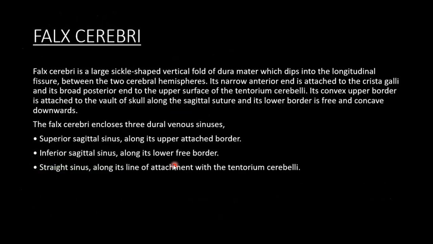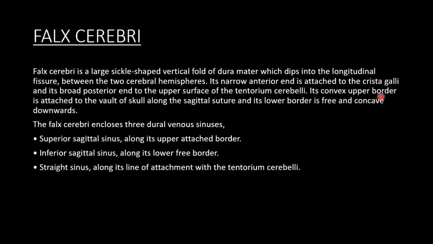So let's start with falx cerebri. It is a large sickle-shaped vertical fold of dura mater which usually dips into the longitudinal fissure between the two cerebral hemispheres. At the anterior end, it is narrow, and it is attached to the crista galli, part of the ethmoid bone, and it is broader posteriorly, and it is attached to the upper surface of the tentorium cerebelli. Then its convex upper border usually houses the superior sagittal sinus. But let's first discuss this.